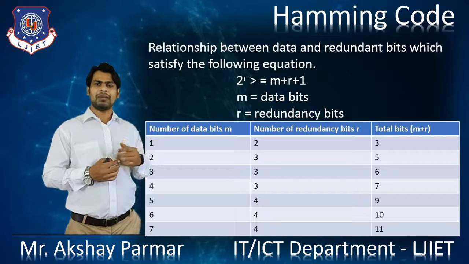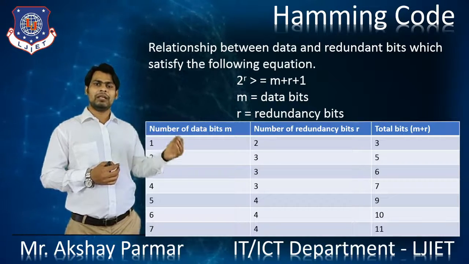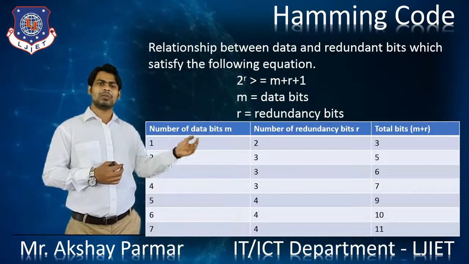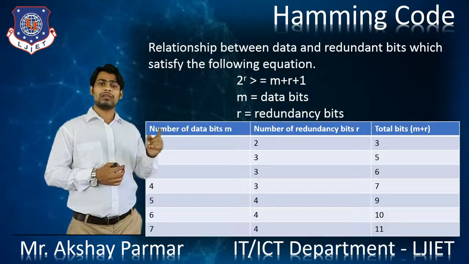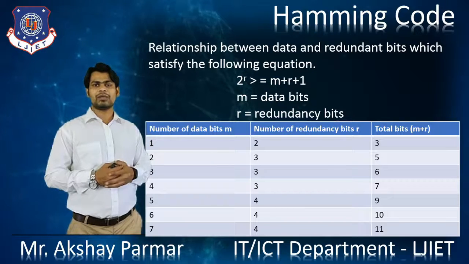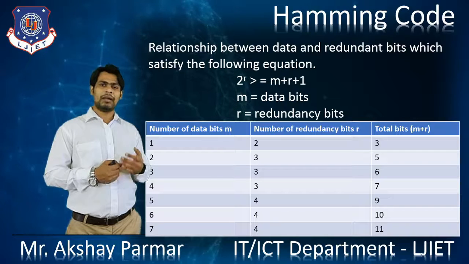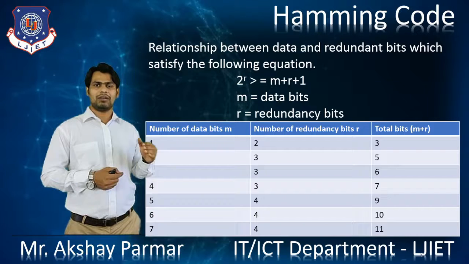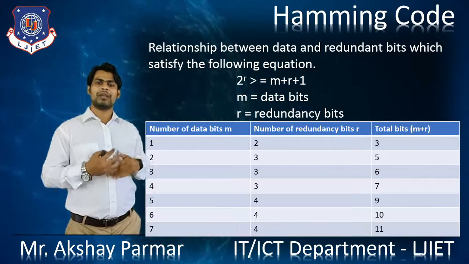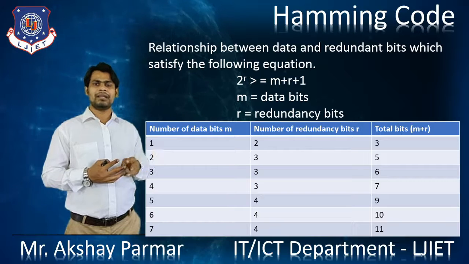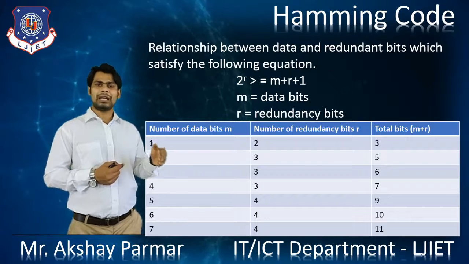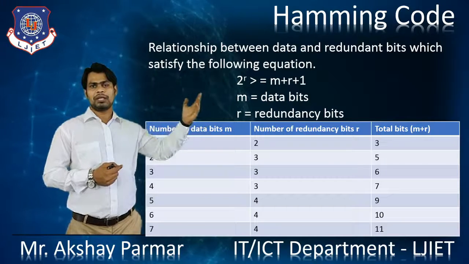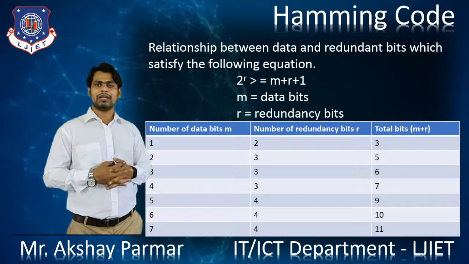Likewise, the number of data bits is 3 and the redundant bits is 3. So 3 plus 3 is equal to 6, right? So 6 plus 1 is 7. 2 raised to 3 is equal to 8, so it is satisfying that equation. So we can have the redundant bits as 3 only. Likewise, if the number of data bits is 4, we can set the redundant bits as 3. So 4 plus 3 is equal to 7, plus 1 is equal to 8, which is equal to 2 raised to 3, 8. 8 is equal to 8, so it is satisfying the condition.